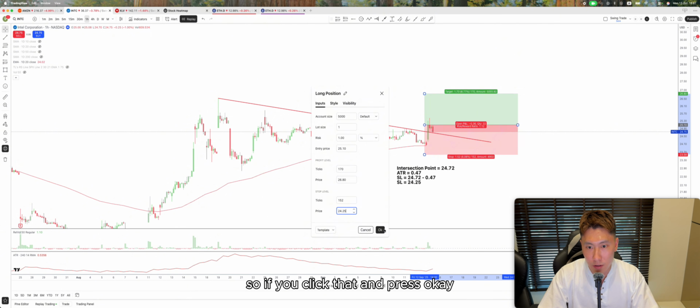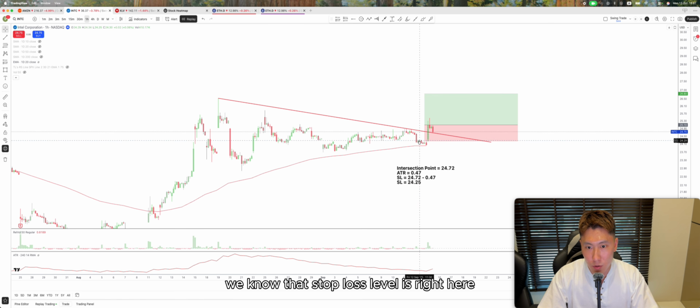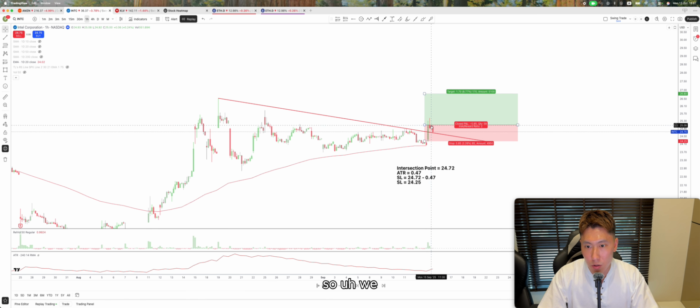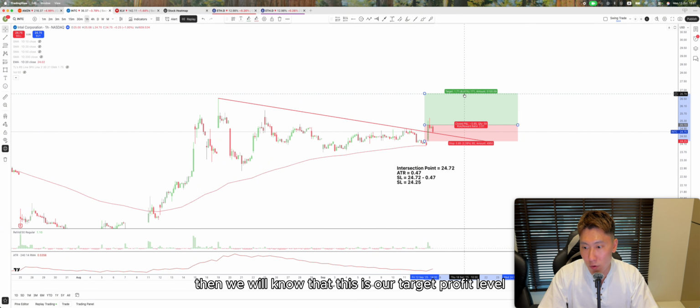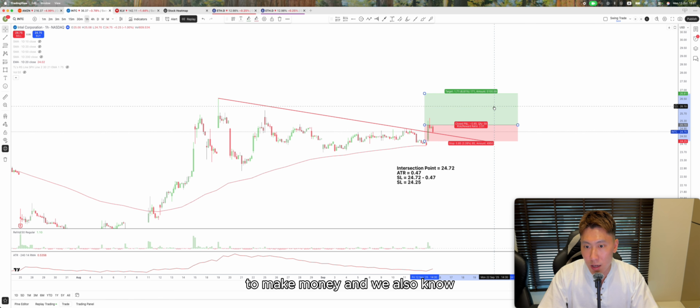So if you click that and press OK, we know that the stop loss level is right here. So all we can do is drag our green box to its 2R. You can see the risk reward is 2 right here. Then we'll know that this is our target profit level. So we need the price to hit this level to make money. And we also know that the quantity we need to buy is 58 Intel stocks.